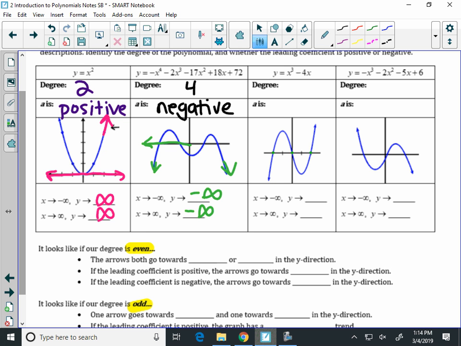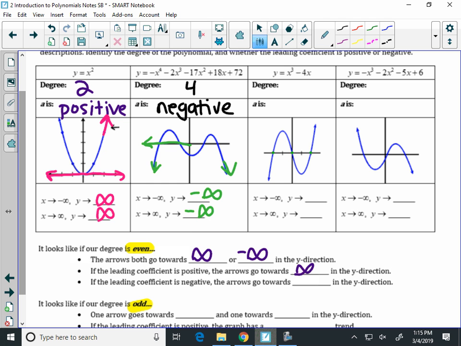Now, before we get to the next two graphs, let's pop down to the words underneath. It looks like if my degree is even, so 2 and 4 are even numbers, right? So my degree is even. It means that both arrows go towards positive infinity, or they both go towards negative infinity, right? We saw that on Friday in our activity. We said both arrows went up or both arrows went down. So what do you think the relationship is between the leading coefficient and where the arrows go? If the leading coefficient is positive, where do the arrows go? Up, towards infinity. So that's your first point.